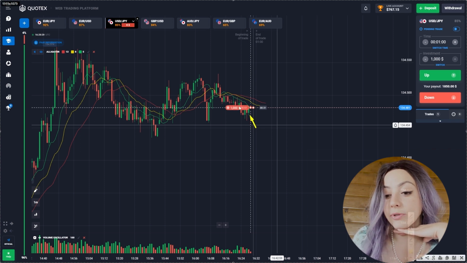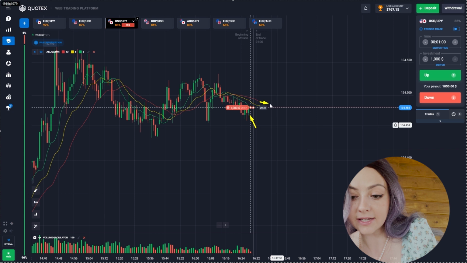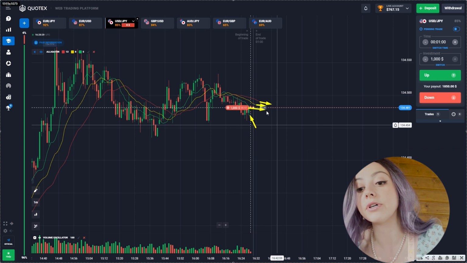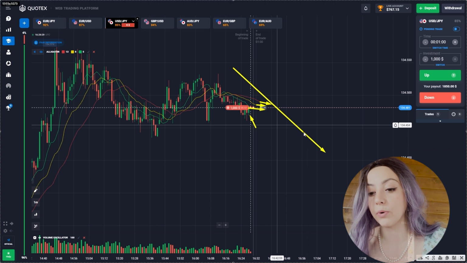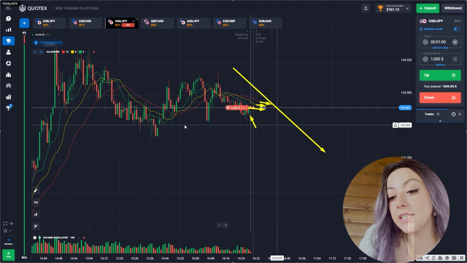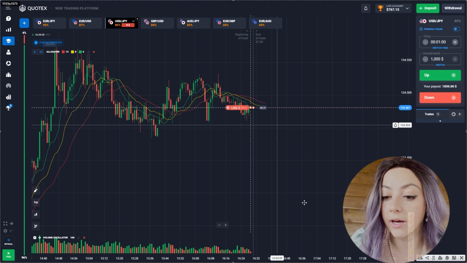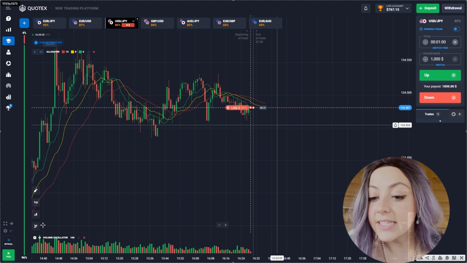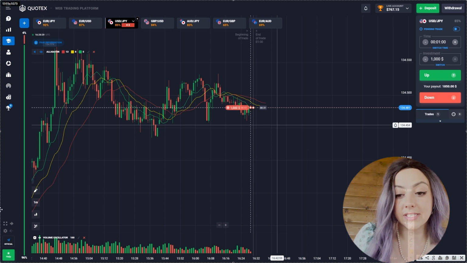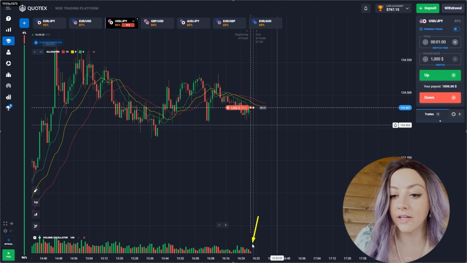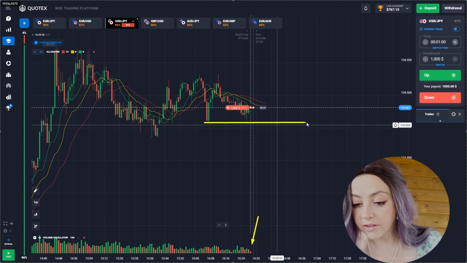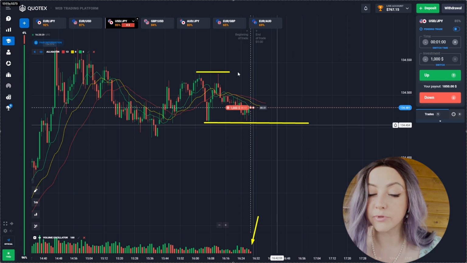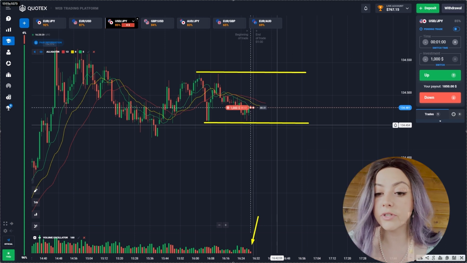Moreover, we can see that right before this red candlestick there was a little backward movement as well. And if you see the tails of these three lines, you can see that they look down. Let's go to the oscillator, and there are two red bars, which also mean the chart goes down.